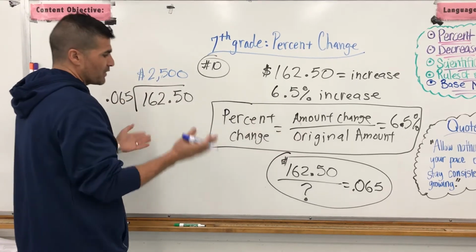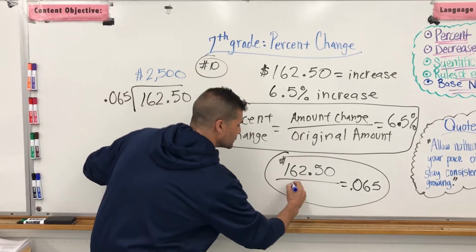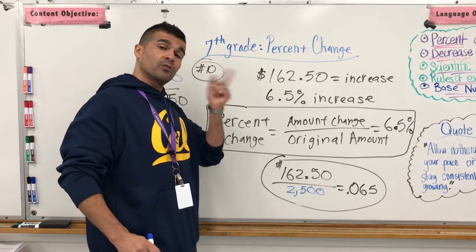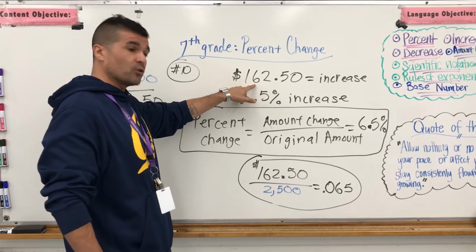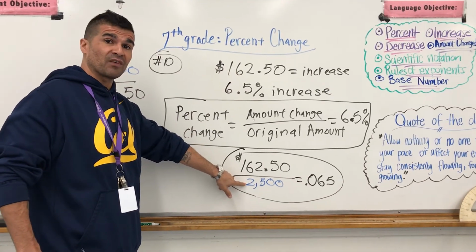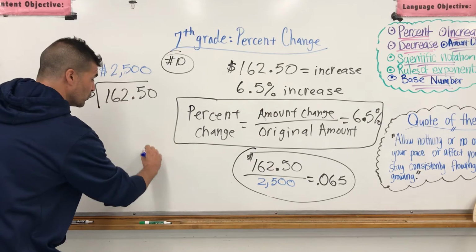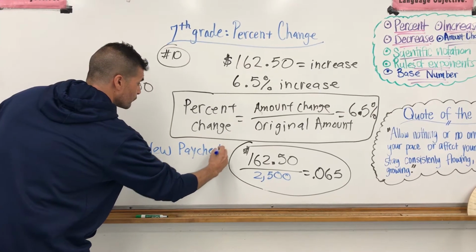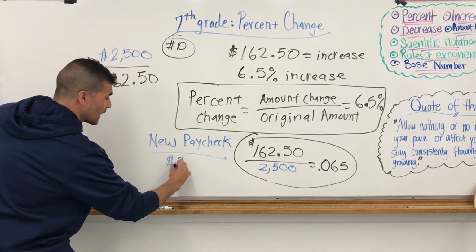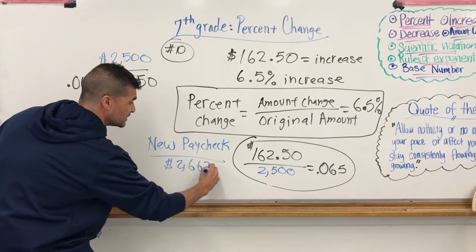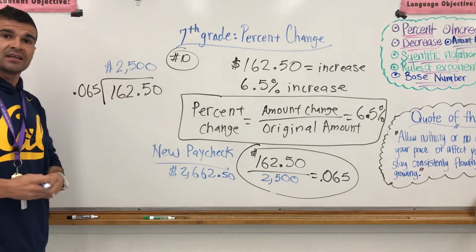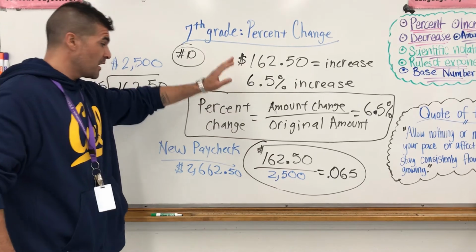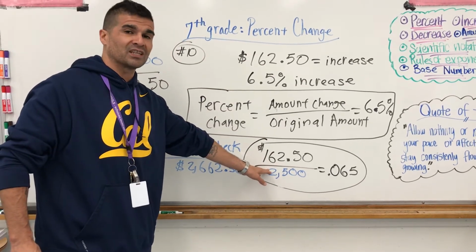Well, you're thinking to yourself, well, thanks, Mr. Gonzalez, but that still doesn't answer the question. The question was, how much money is she making now? That's the easy part. If you take her increase and you add it to 2,500, you can find out that the new paycheck is equal to $2,662.50. So that's really easy if you add the $162.50 plus how much she used to originally make.